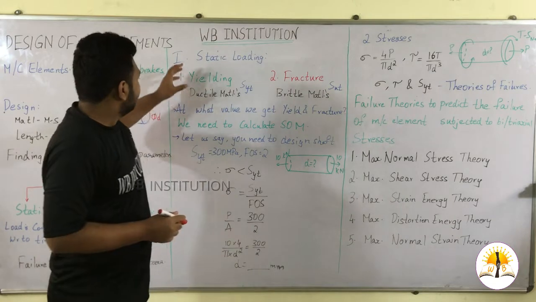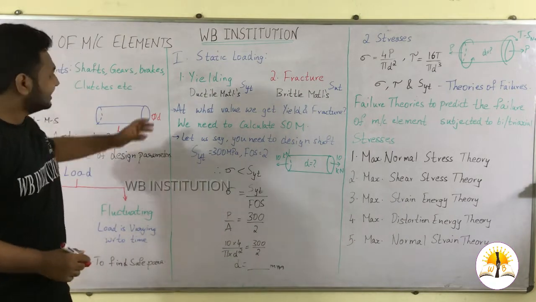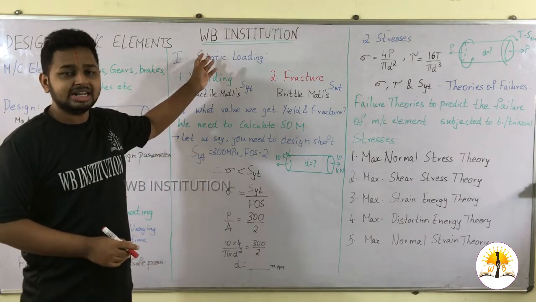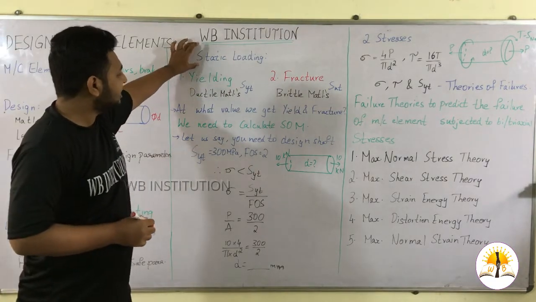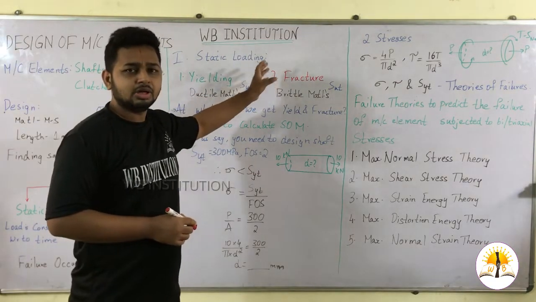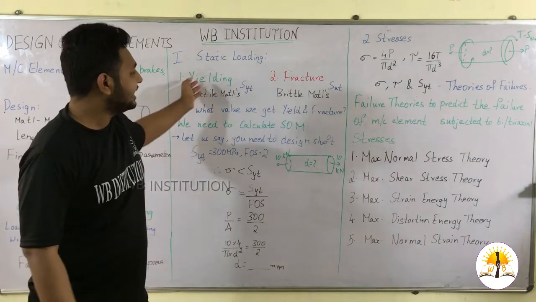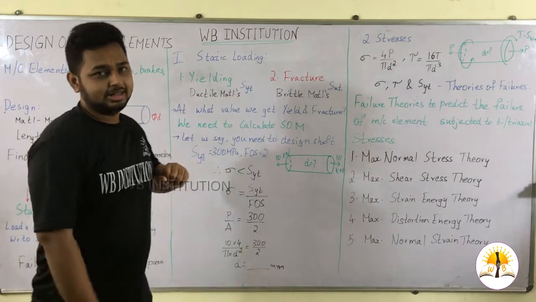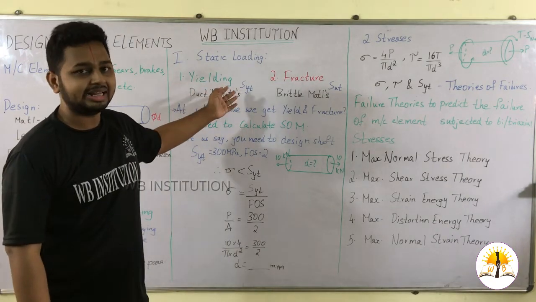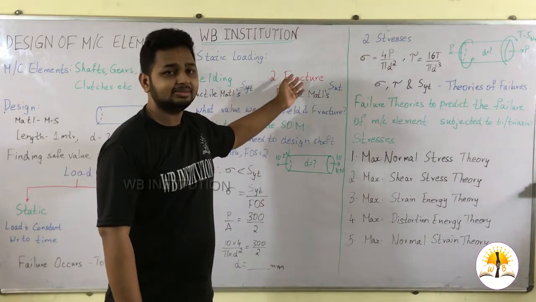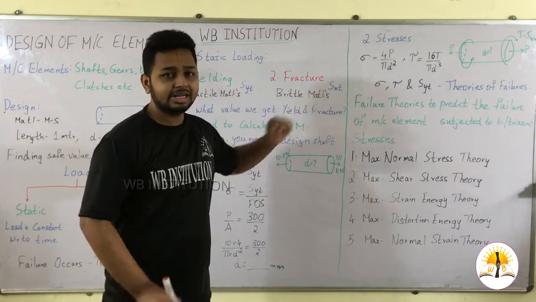Now let us see what static loading is: design of machine elements under static loading. In static loading there are 2 types of failures: one is yielding, the other is fracture. Yielding is basically meant for ductile materials, and fracture is basically meant for brittle materials.